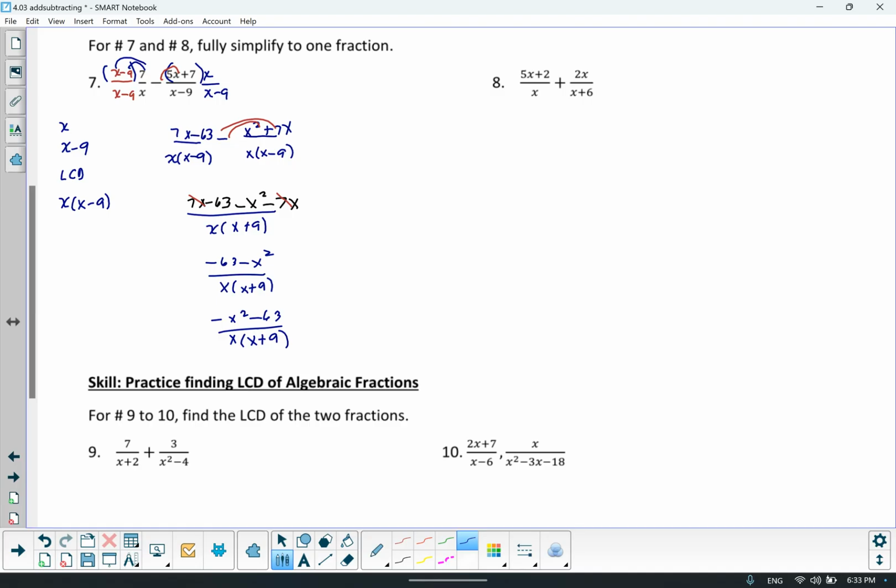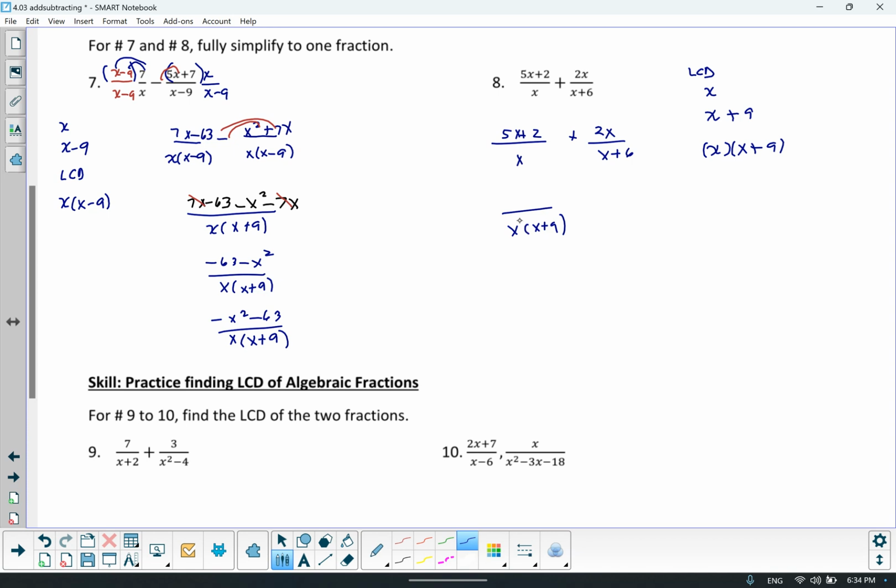Problem number 8. Again, we would like to combine fractions, but we need an LCM or an LCD. So we look at each of the denominators, x and x plus 9, and there's nothing in common, so I just write the terms next to each other, and that's their new denominator. I'm just rewriting the problem so you can see it easily. I want my new denominator to look like x times x plus 9.